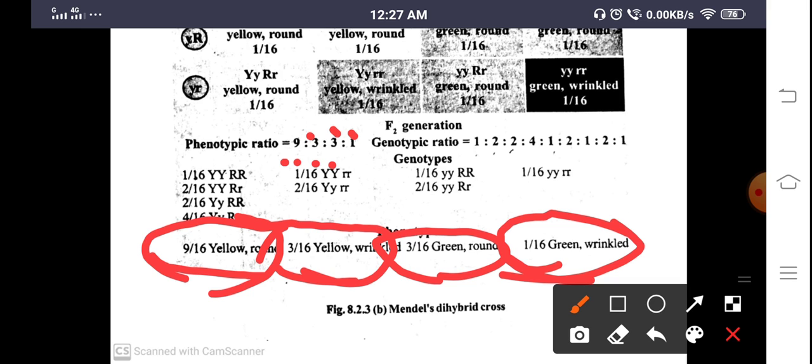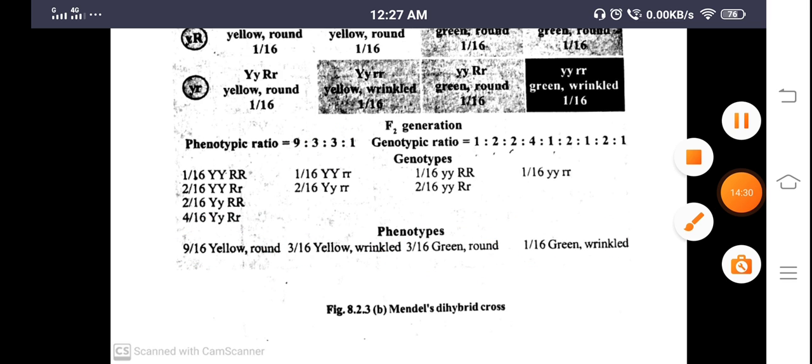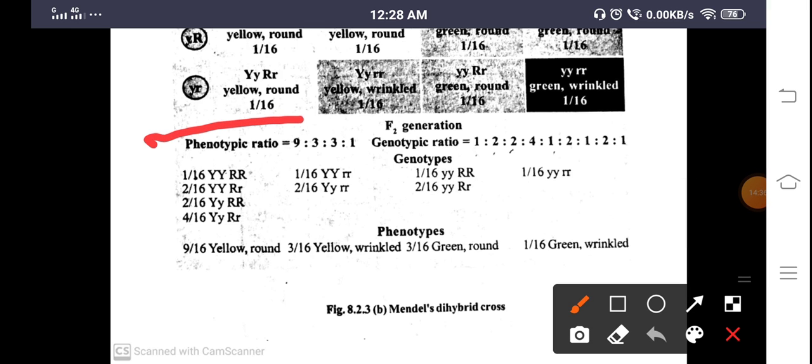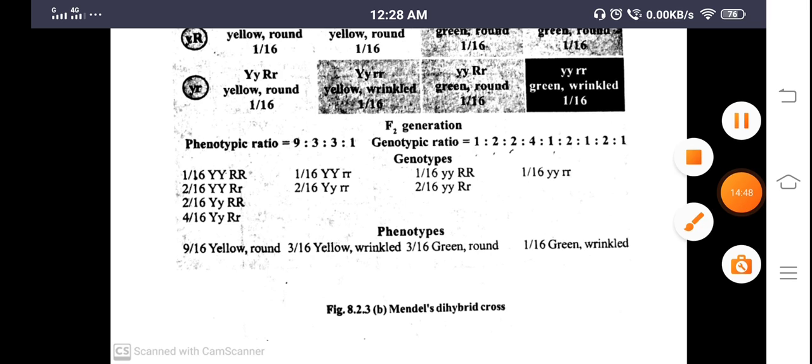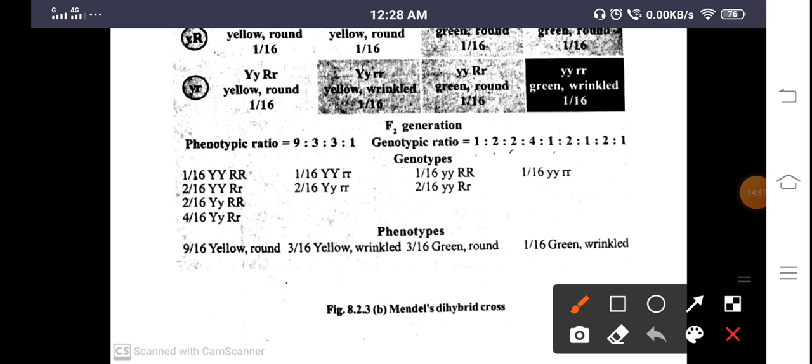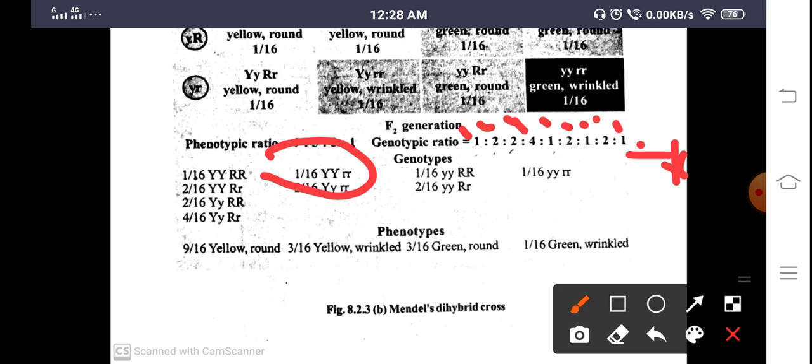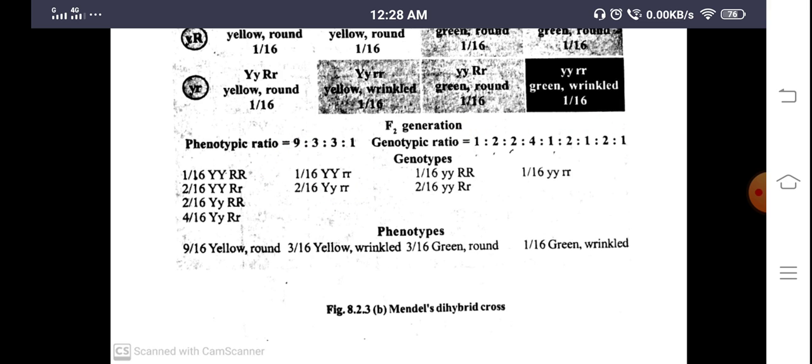Whenever anyone asks what is the phenotype ratio of a dihybrid cross, it is 9:3:3:1. Now let us take the genotype ratio. The genotype ratio is 1:2:2:4:1:2:1:2:1. Total 16 we get. Here also 16.